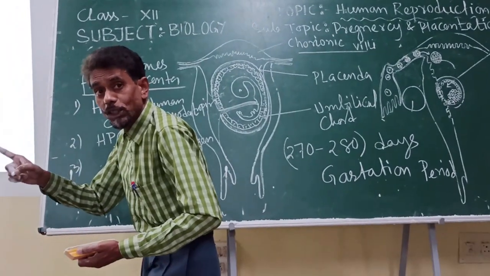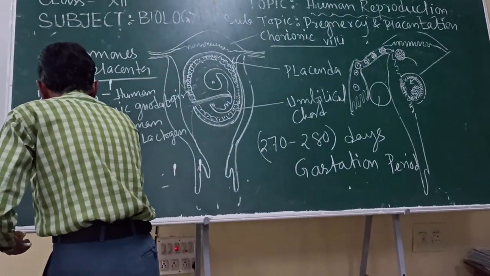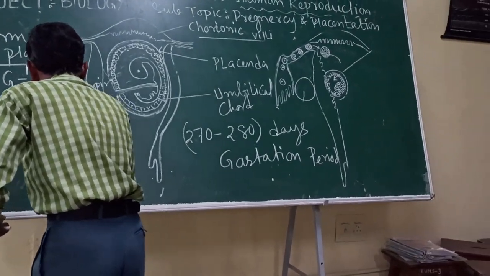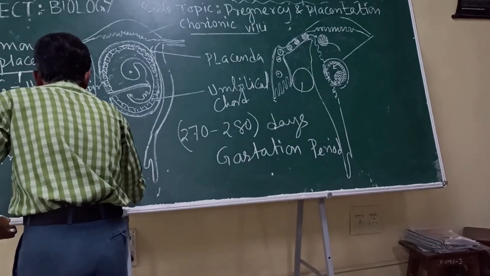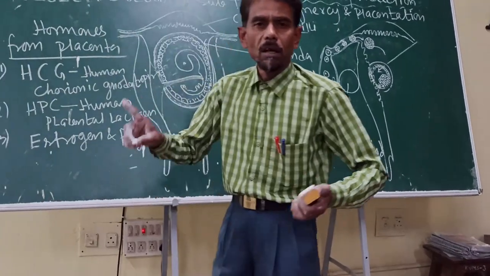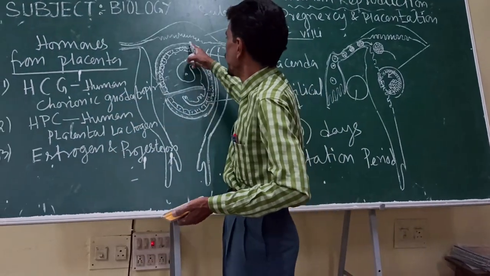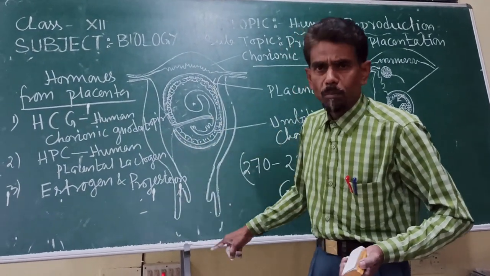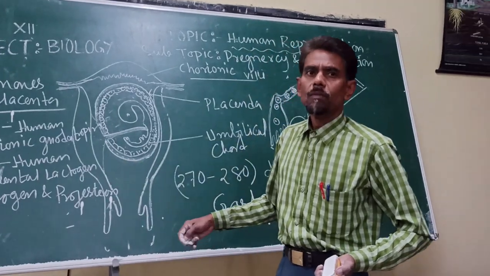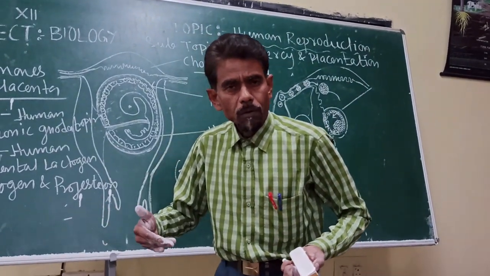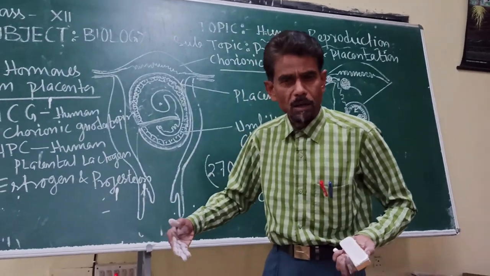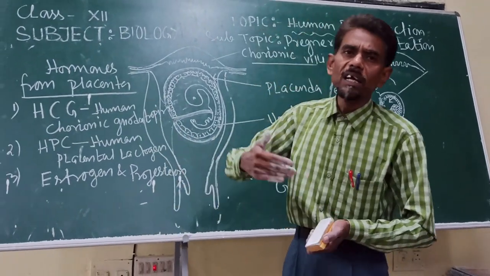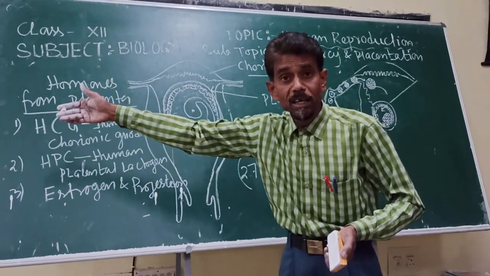Then estrogen and progesterone. These are the different hormones released from the placenta, which acts as a structural and functional barrier. Apart from that, during pregnancy, the levels of estrogen, progesterone, and thyroxine increase manifold.